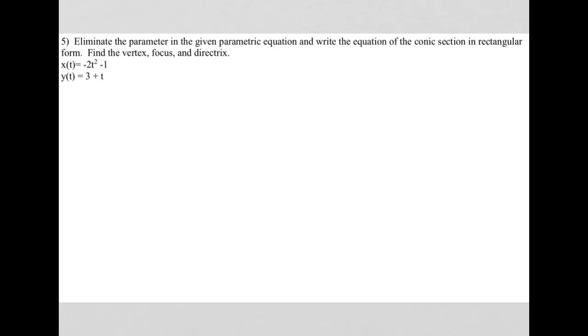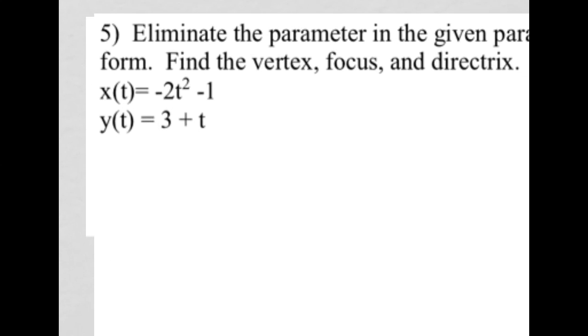Alright, number 5. Eliminate the parameter in the given parametric equation and write the equation of the conic section in rectangular form. Find the vertex, focus, and directrix. That should be a hint right there that we are talking about a parabola. So, how are we going to eliminate the parameter?